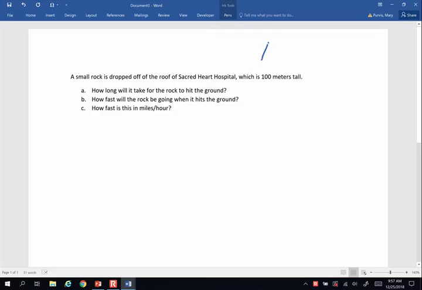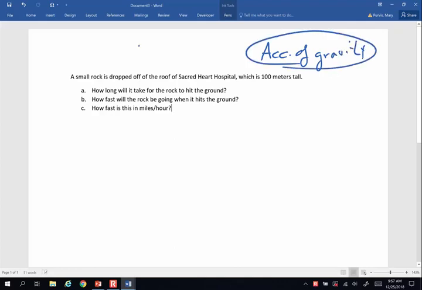Hi folks, we are going to apply what we have talked about for acceleration of gravity to a math problem. Now, if you're feeling confident, please treat this as a try this problem and give it a go on your own, and then come back and look at the results with me to make sure you're on the right path.